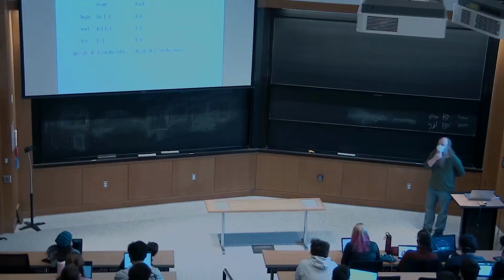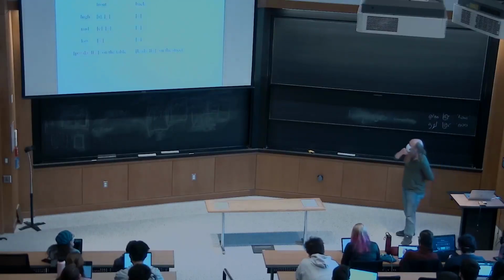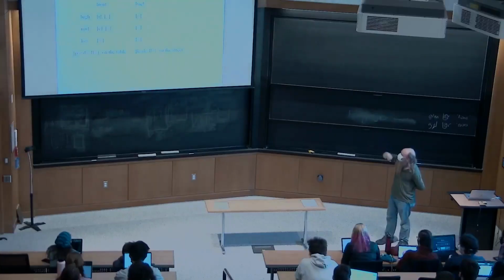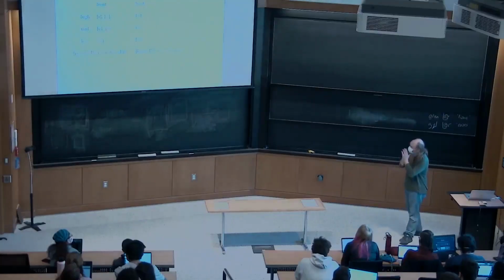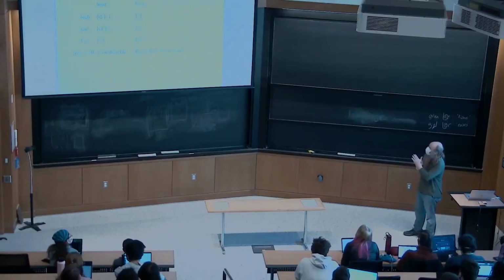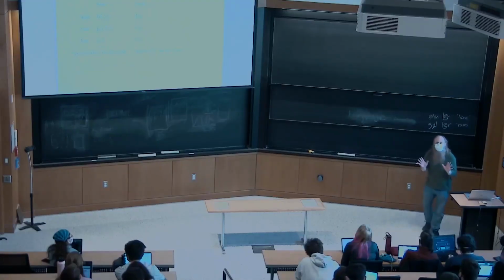Okay? Now I've kind of color-coded the vowels here. You can see there are some front vowels that are red and some back vowels that are blue. And if you have a noun where all the vowels are red, like table, then the vowel of the suffix is also red. If all the vowels in the noun are blue, then the suffix is also blue. So if all the vowels in the noun are back, like in street, then the suffix gets a back vowel. If they're all front, then the suffix gets a front vowel. Okay? So far, so good.